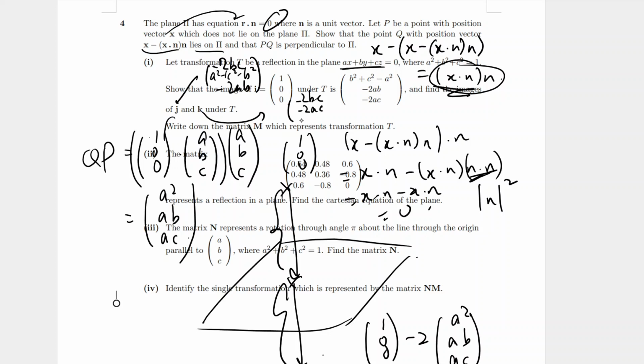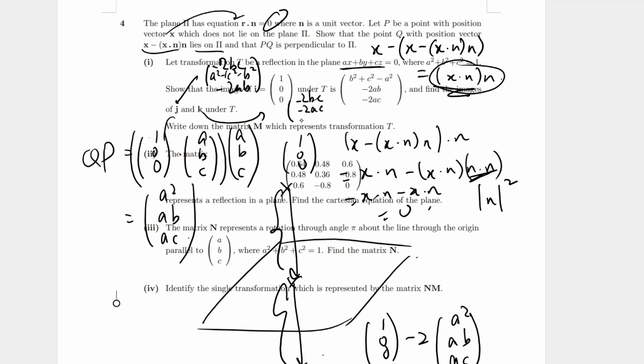Okay, so write down the matrix M, which represents the transformation T. Well, then, this is what the matrix satisfies. I have three things to satisfy, right? And this is a 3x3 matrix, so the matrix is uniquely determined. And I know the transformations of i, j, k, so I could just copy the columns, right? This is b squared plus c squared minus a squared. I could just copy it.